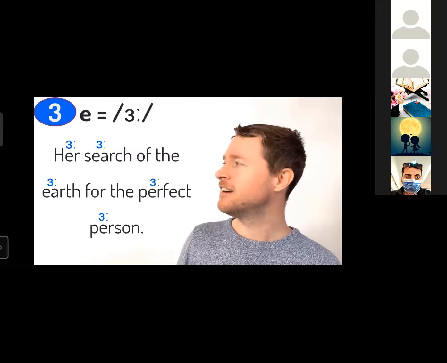It's in learn, early, search. E plus R, as in her, were, person, verb, and prefer. And some words with E-A-R, as in earth. Yes, that's right. Learn, early, search.